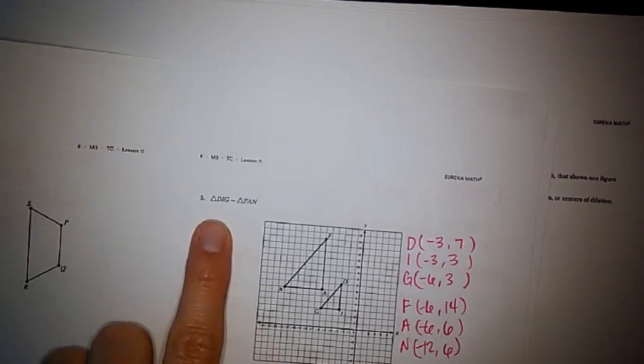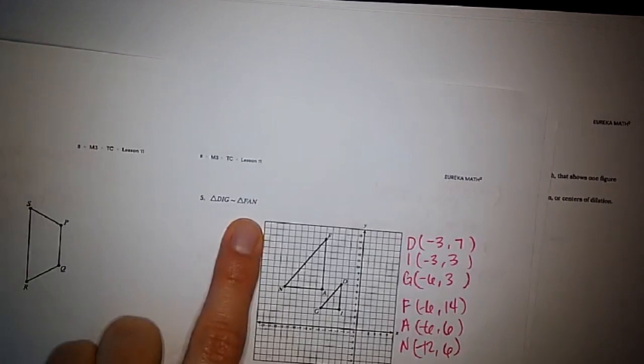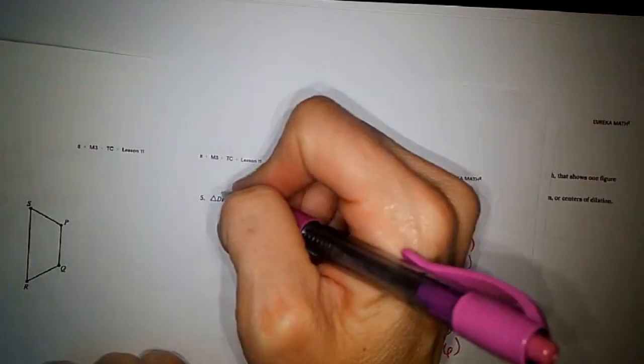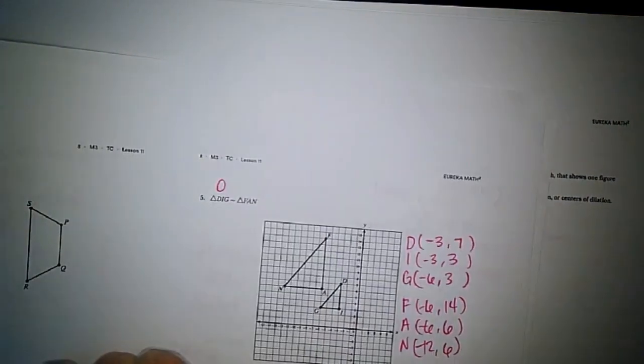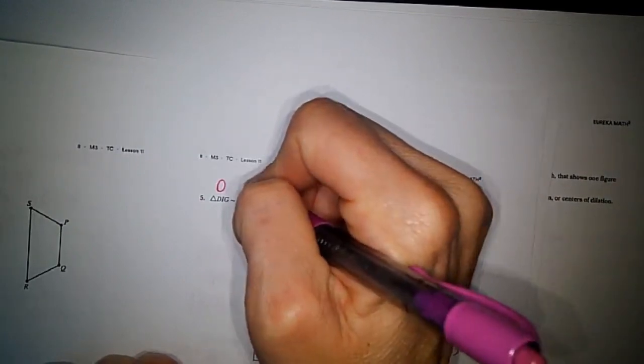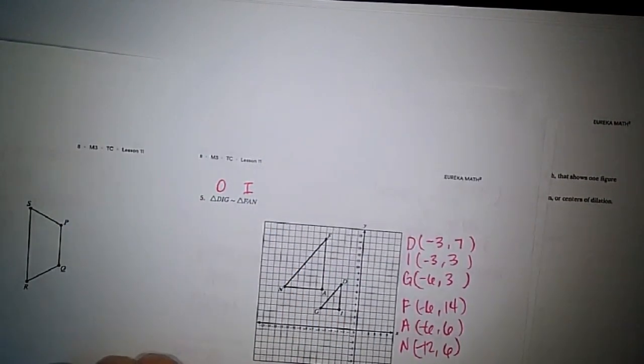So which one's my original? DIG. I'm going to put a big O at the top. That way I remember that it's my original. Which one's my image? FAN. Okay, and how do we figure out scale factor? I over O, right?